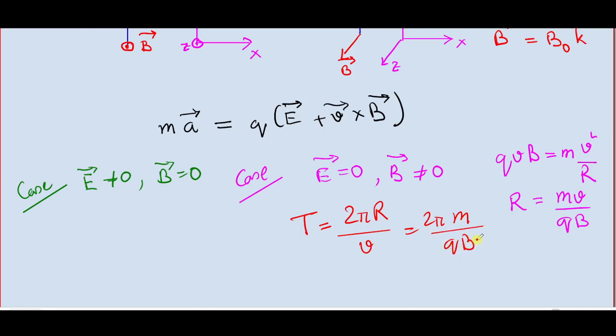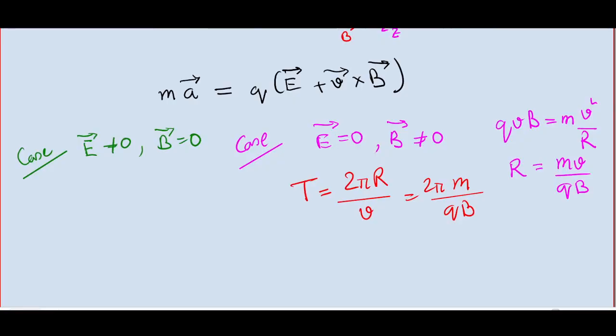This is a definitely interesting result because it tells us that the time taken for the particle to complete a circle will not depend on how fast the particle is moving. It will only depend on the magnetic field strength and the charge to mass ratio of the particle.